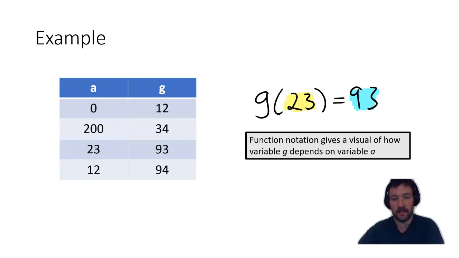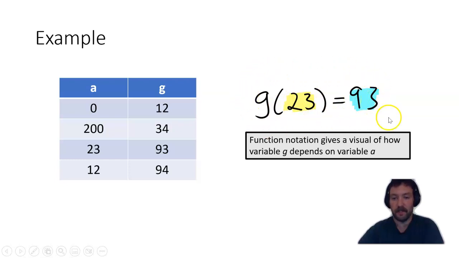Let's do another example. Let's say instead of an algebraic representation of a function, I have two variables a and g, and I capture the data in a data table. So you have a on the left and g on the right, and they get paired up. So when a is 0, g is 12. When a is 200, g is 34. When a is 23, g is 93. And when a is 12, g is 94. So one way you could write this one data point, this row here, is the example I picked out. When a is 23, g is 93, you can write g of 23 equals 93.